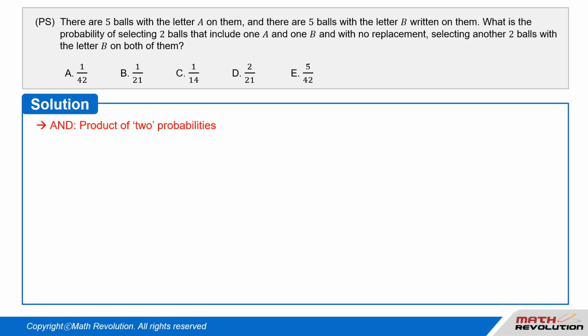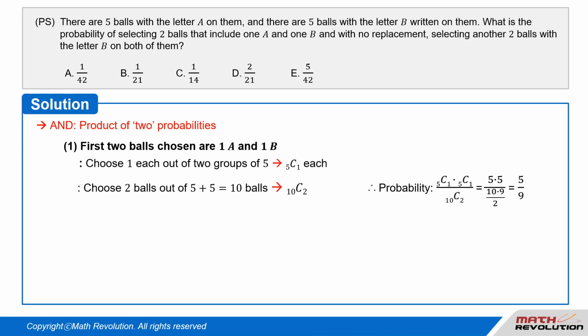Once again, this is an AND question, so we must multiply the probabilities for each selection. Probability the first 2 balls chosen are 1A and 1B.